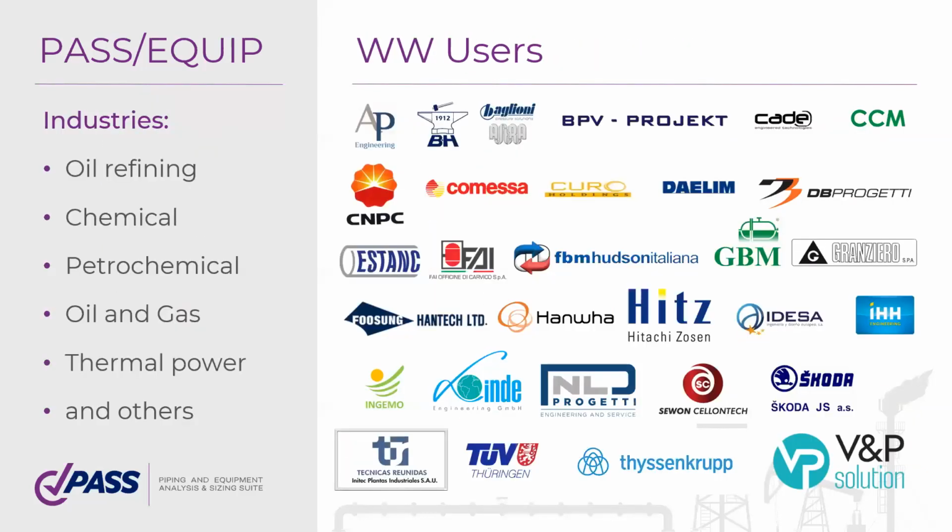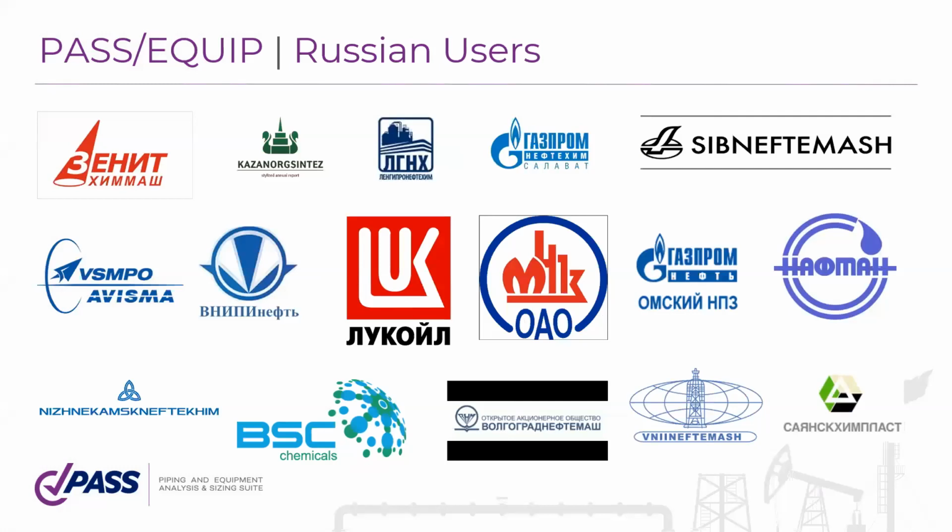Okay, about customers. As I already told, we have a lot of customers. Here you can see some of our international customers, their logos. I'm sure that some of them are familiar to you, like ThyssenKrupp, for example, or Technip, or Daelim, this famous Korean company, and so on. And talking about our Russian customers, we have hundreds of them. Here are some probably famous to you, like Gazprom and different Gazprom institutes, and Volgograd Neftemash, and so on.